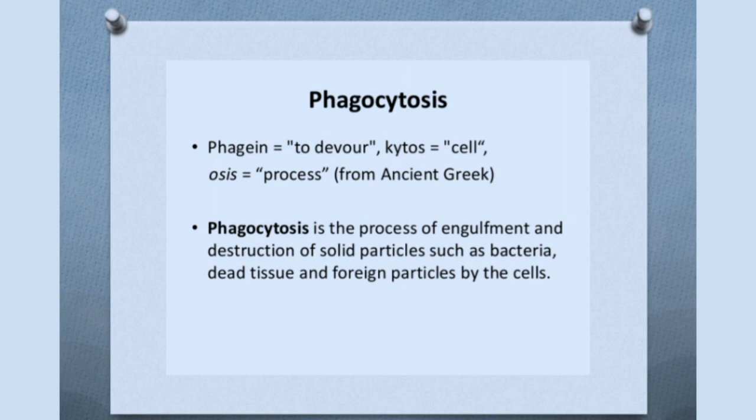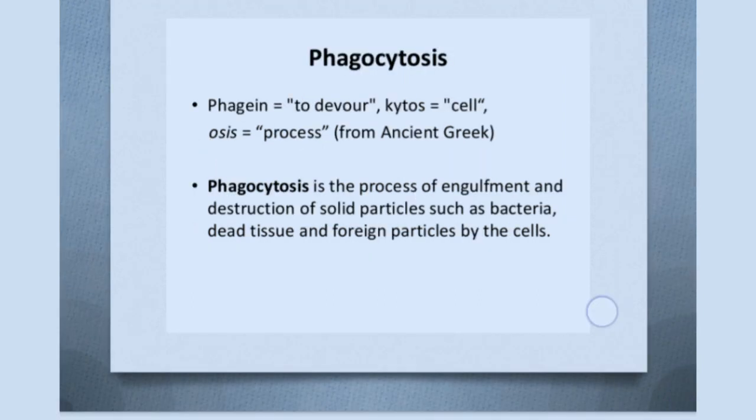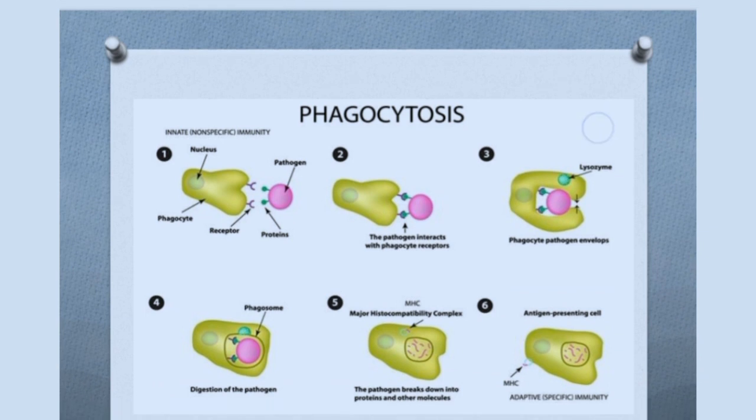Phagocytosis is the process of engulfment and destruction of solid particles such as bacteria, dead tissue and foreign particles by the cells. Here you can see the process of phagocytosis.